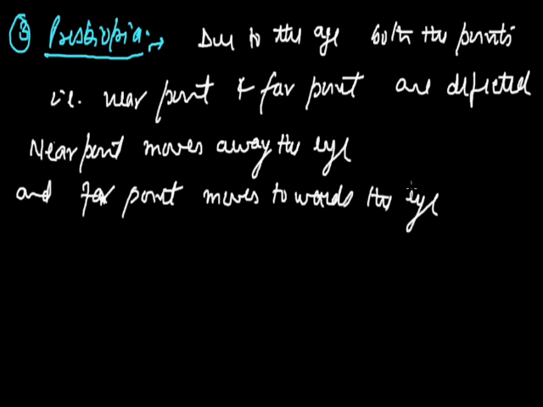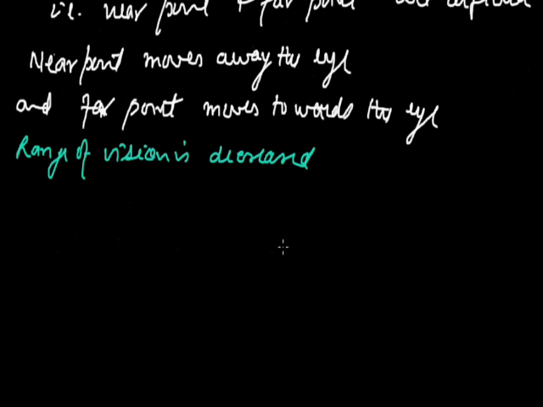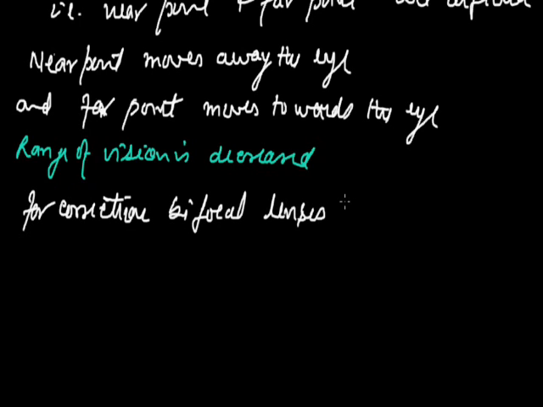It means the range of vision of the defected eye is decreased. It means there are both defects, myopia and hypermetropia. To correct this defect, we will use bifocal lens. For correction, bifocal lenses are used.